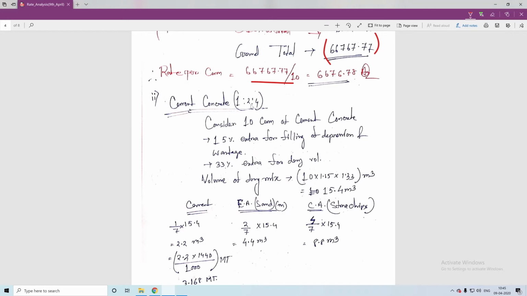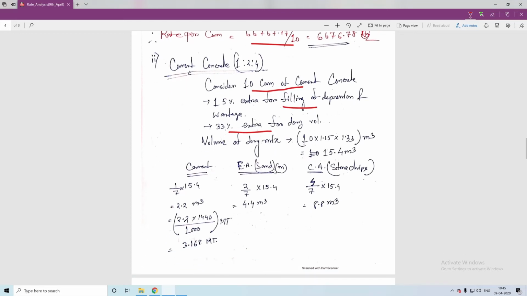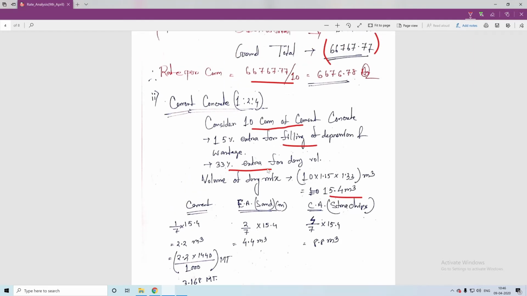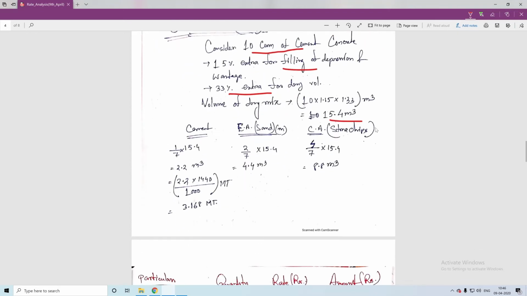Now the next thing is very easy. Cement concrete in 1:2:4. Similarly we will consider 10 cubic meter of cement concrete, 15% extra for filling depression and wastage. Now 33% extra for dry volume. Very simple. So directly I calculated here 10 into 1.15 into 1.33. Look, this is not brickwork, so we need to consider the total as the total volume. So we are considering here a total of 10 cubic meter. So 10 into 1.15 into 1.33, I get this value.